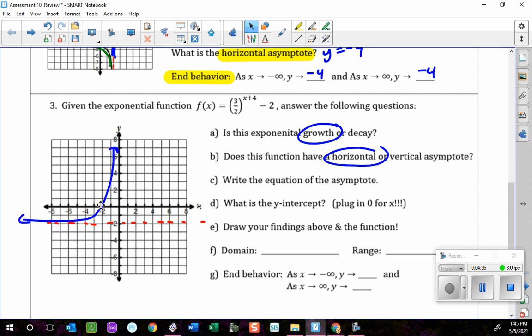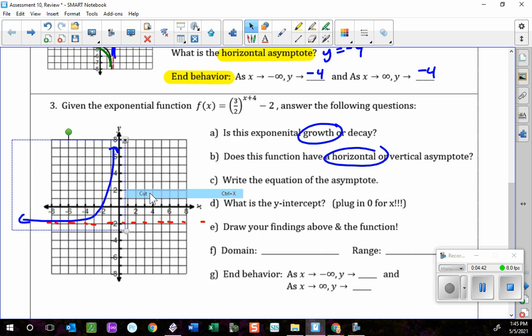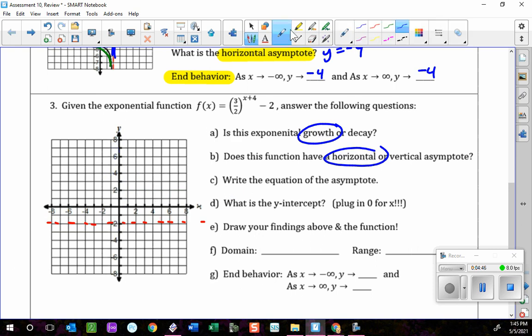So the graph should be about like this. It's not going to be perfect. I'll just erase it right now because we're going to go to Desmos and do it. But I still know the equation of the asymptote would be y equals negative 2. What's the y-intercept? So plug in 0. If I plug 0 in here for x, I'd have 3 over 2, 0 plus 4 is 4, and then minus 2.